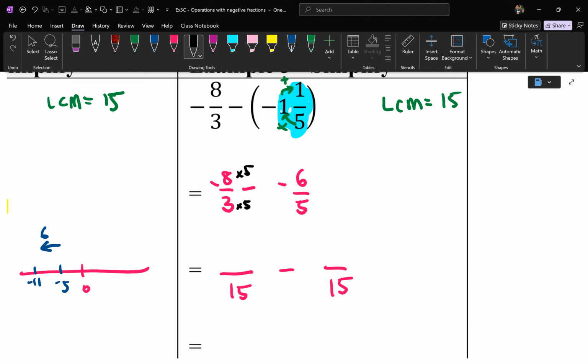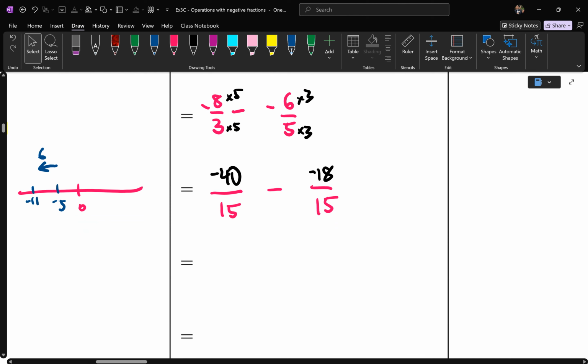Negative 8 times 5 gives you negative 40. On the other side, 5 times a 3 will give me 15, but what you do to the bottom, you do to the top. Times 3. Now you've got to be careful here. That negative is with the 6. That's a minus sign there. Negative 6 times 3. What's negative 6 times 3? Negative 18. Now the denominators are the same.